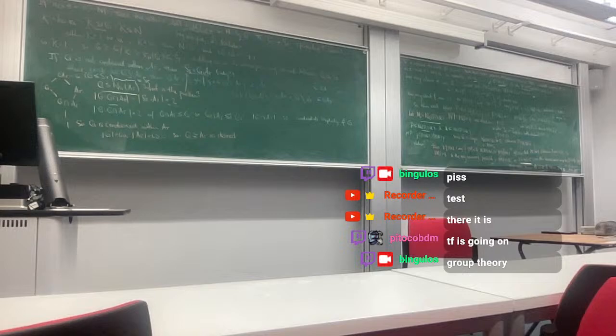Now comes the fun bit. What is the normalizer of A5 in S5? It is equal to S5. That is where the odd permutation, even permutation comes in. The normalizer of A5 in S5 is S5, and G is a subgroup of S5, so G is a subgroup of the normalizer of A5 in S5.